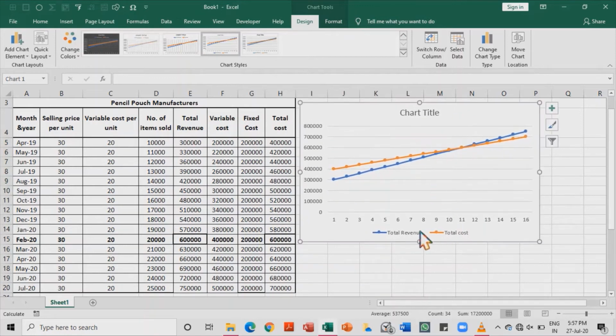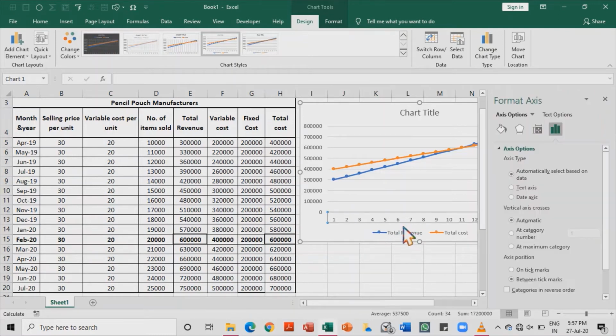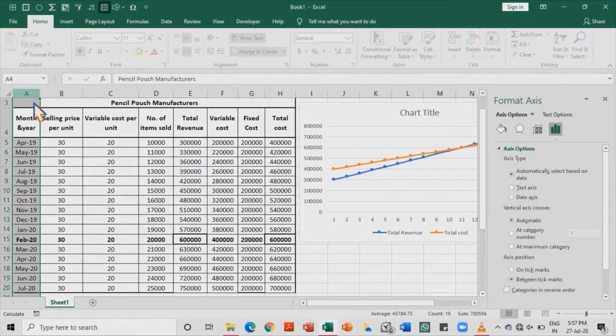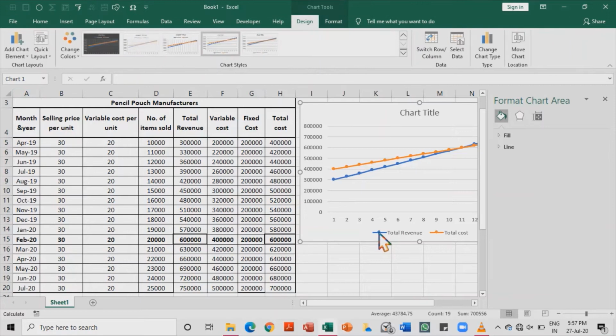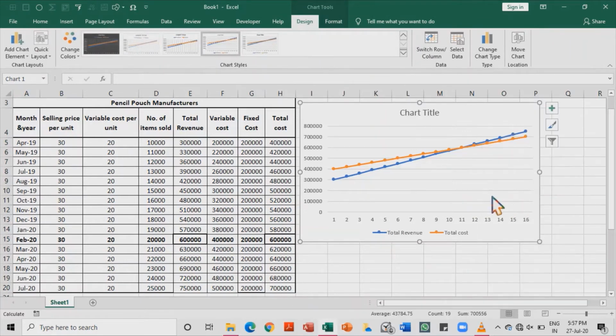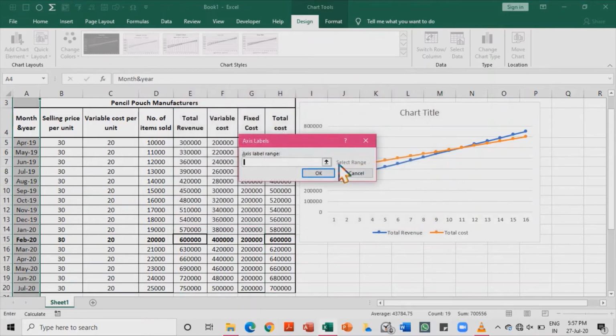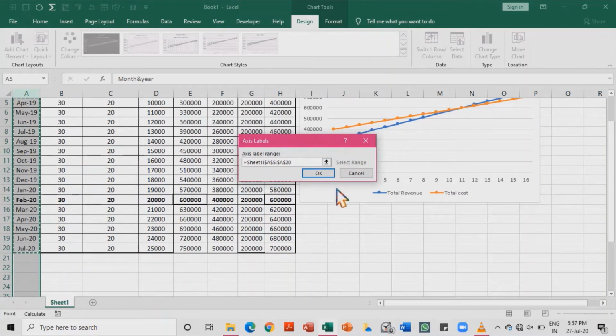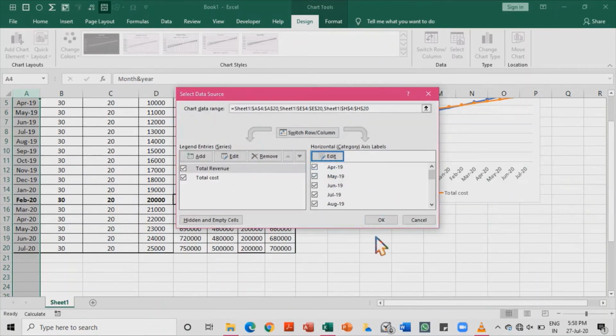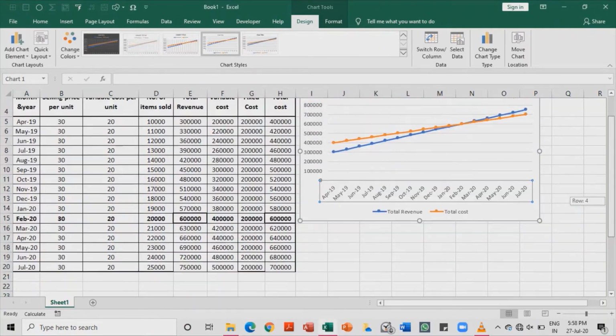And please notice the x-axis. It's just 1, 2, 3, 4, 5. Why is it so? I don't want it to be like that. Rather, I want this month and year to be on the x-axis. Okay, so what can we do? Let's select the x-axis and then click on Select Data. In the horizontal category axis label, click on Edit and then select April 2019 till July 2020. Yes, press OK and press OK again, and we got the x-axis in a proper manner.